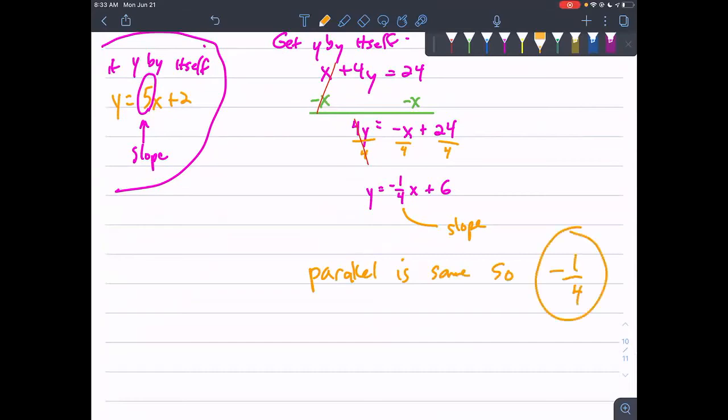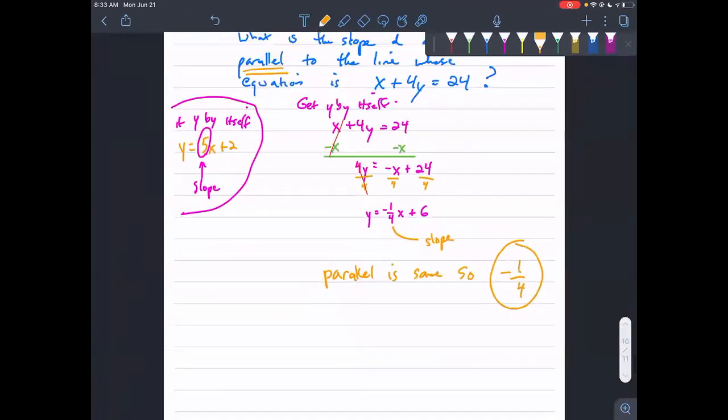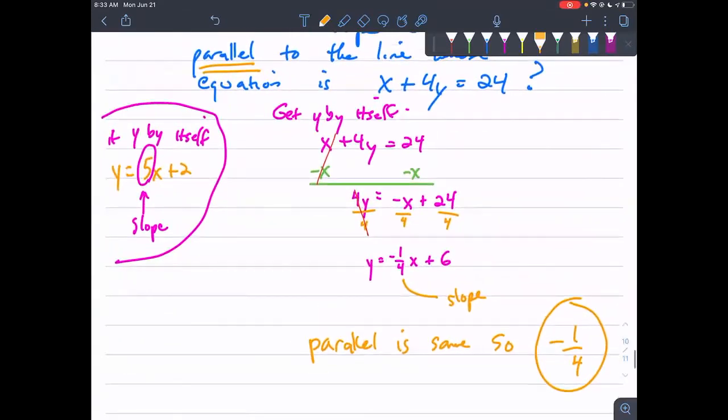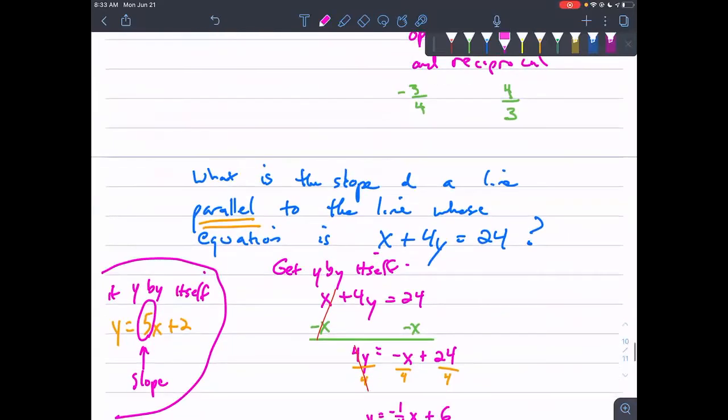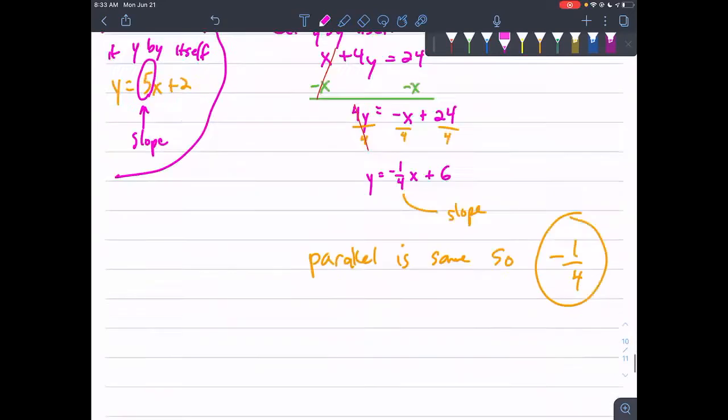If it had asked for perpendicular, and there's going to be some of them that do, it would be positive. And you could write 4/1. I'm not sure if it'll take that as correct, because typically 4/1 you would just put in as 4. But 4/1 would still be correct. I just don't know how picky the software is going to be. So when they ask you parallel, perpendicular, you do have to get y by itself. Look at the slope and then parallel, perpendicular.